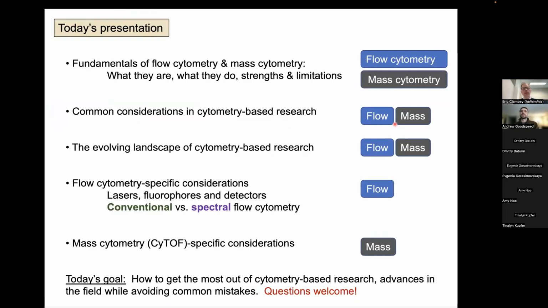So today I'd like to start talking about fundamentals of cytometry-based research, then discuss common considerations that are applicable for both flow and mass cytometry. Then talk about the evolving landscape of cytometry-based research, including different flavors of flow cytometry as well as mass cytometry. And I would welcome questions in the chat or either during or after the talk. So first off, let's talk about the fundamentals of cytometry-based technologies.